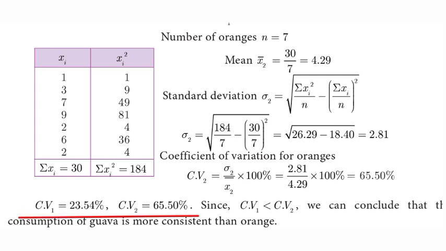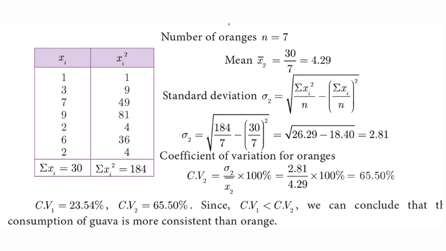Now find the consistent data. CV1 equals 23.54 percentage, and CV2 equals 65.50 percentage. Which one is less in value? Yes, CV1 is less than CV2.